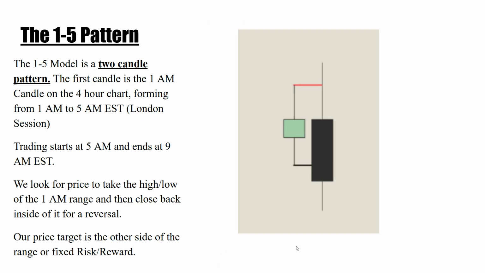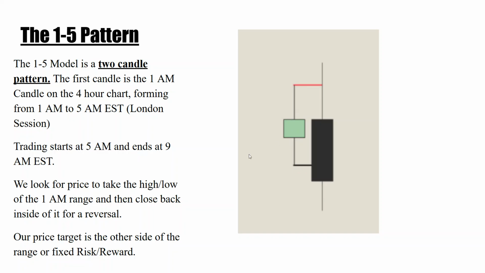The 1-5 trading pattern is a very simple pattern. It's a two candle pattern when we talk about the candle range theory. The first candle forms at 1 a.m. on the 4-hour chart. That's the chart that we're using for our range, and it forms from 1 a.m. to 5 a.m. Eastern Standard Time, during London session. Your trading hours are from 5 a.m. to 9 a.m. EST.